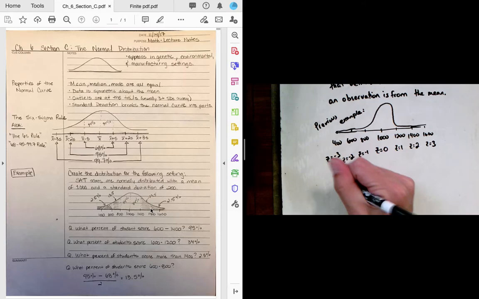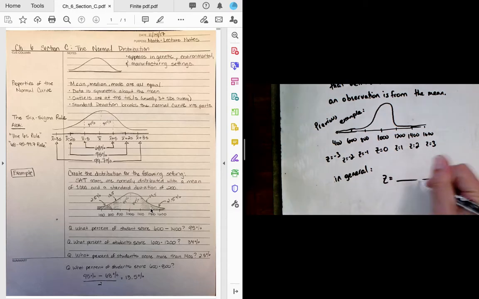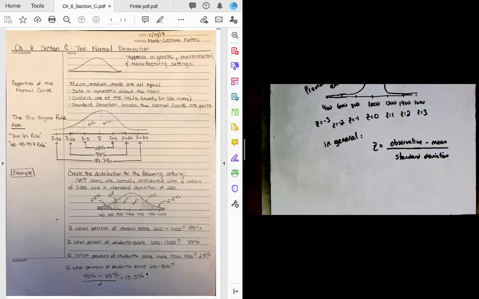In general, z-score can be calculated by doing this. We take the observation, whatever one they give us, and from it we subtract the mean. Once we get that value, we divide the whole thing by the standard deviation. So we'll pull up an example real quick, just so that we're all comfortable with defining z-score.